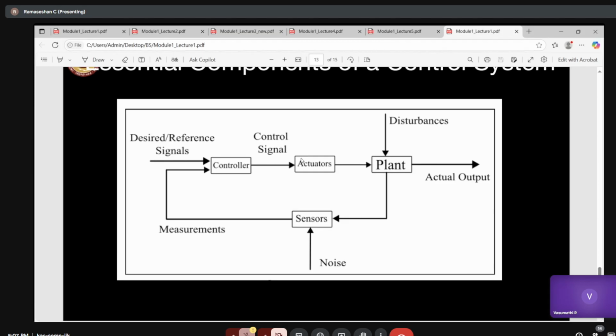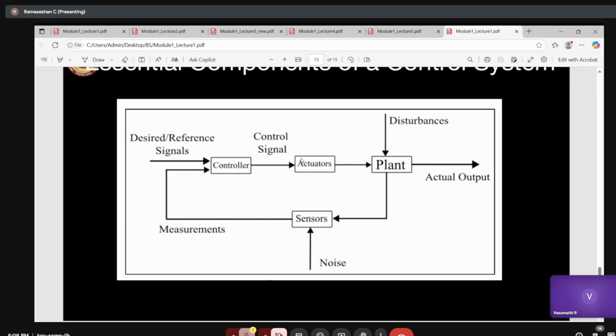Yes, sir. Actuator is basically the force generating device. The force can be electromotive force, or a mechanical force, or a hydraulic force. Do you get it? Yes, sir, completely agree.